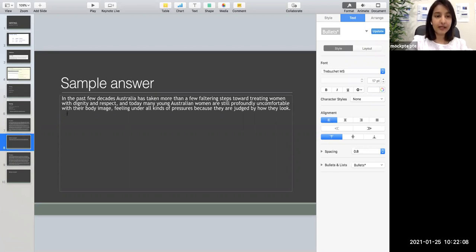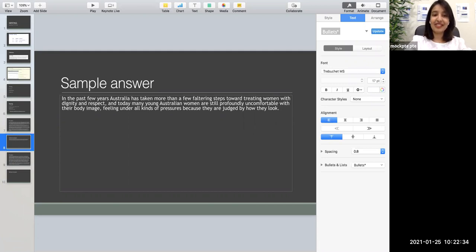Okay, what I can do here is, in the past few decades, Australia has taken more than a few faltering steps toward treating women with dignity and respect. So I will not change Australia, I will not change women, I will not change dignity and respect, because these are very important keywords. So what I can change, in the past few decades, decades is not an important keyword. So what I'll do, I'll replace it with in the past few years. It implies the same meaning. So now it looks like I made my own sentence.